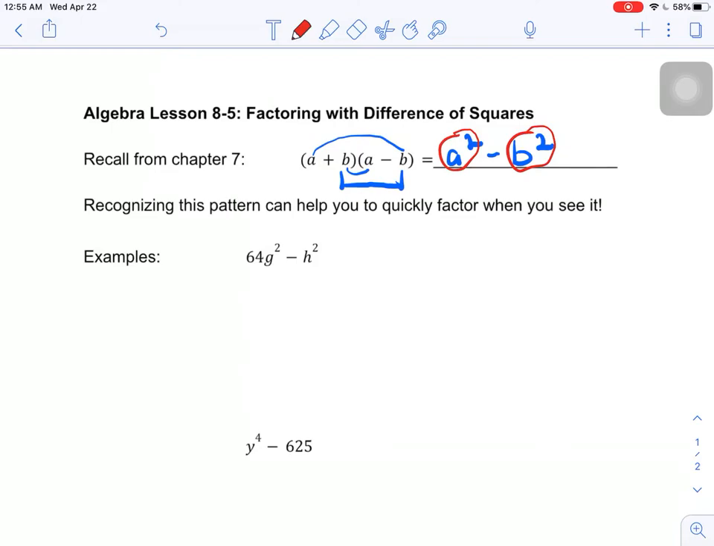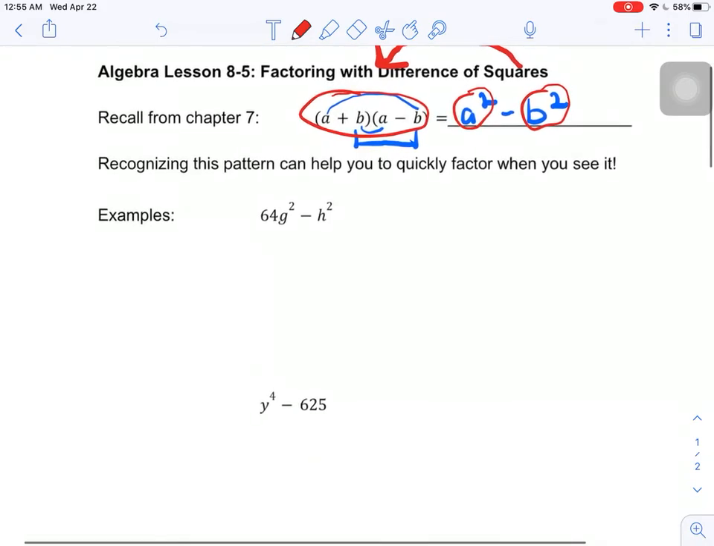If you want to go backwards with this, we were multiplying this out to get this. What we're going to do today is undo that. If we want to undo that pattern that we talked about in the last chapter, then we would look for two perfect squares, two things that are being squared that I'm subtracting. If that's the case, then I can undo those squares, or square root them. And that gives me the terms in these original binomials that we were working with.